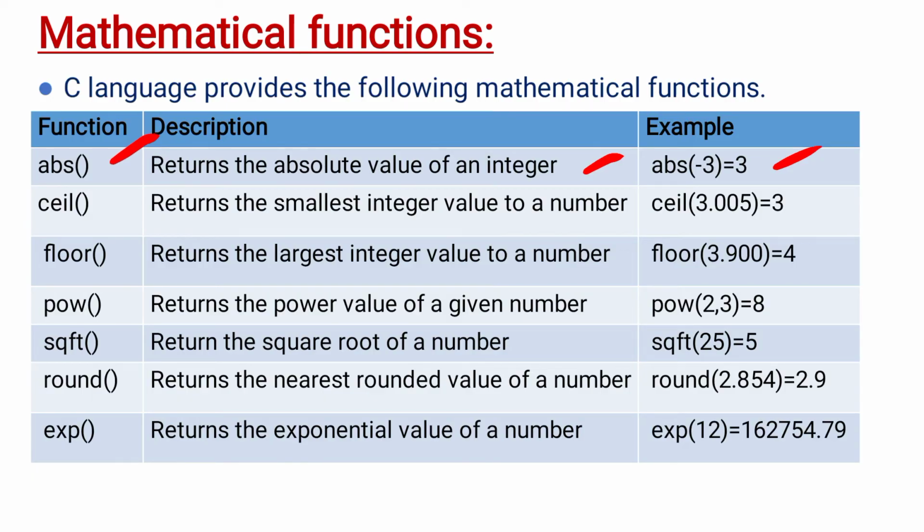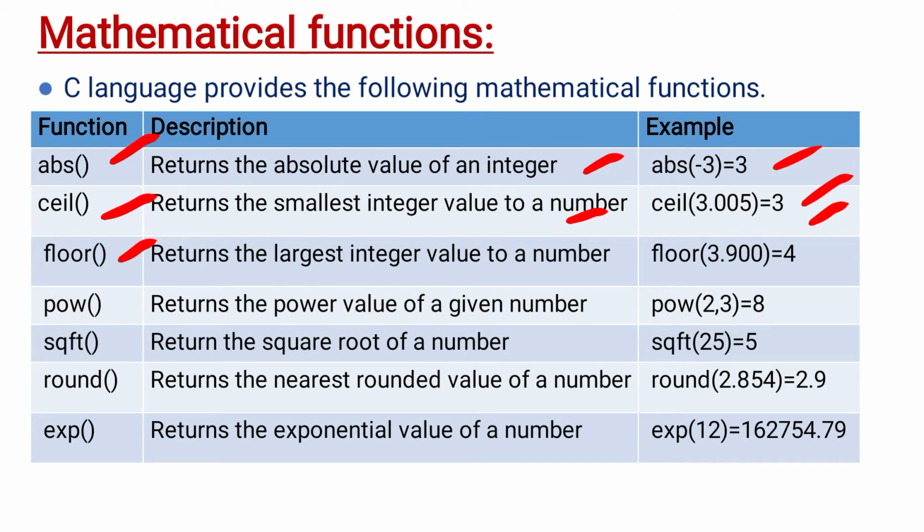The next function is the ceil function. This function is used to return the smallest integer value to a number. Let's see the example here, ceil of 3.005. So we will get the result as the number 3.